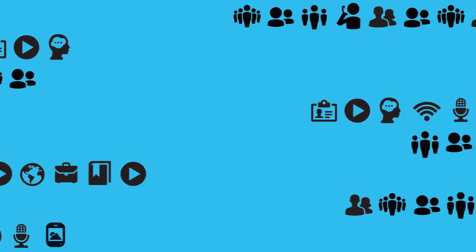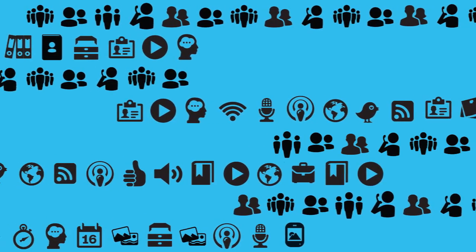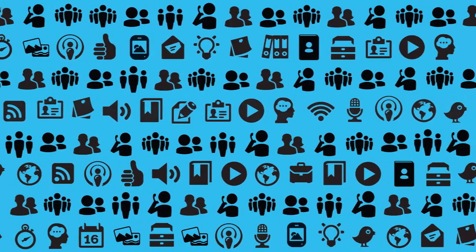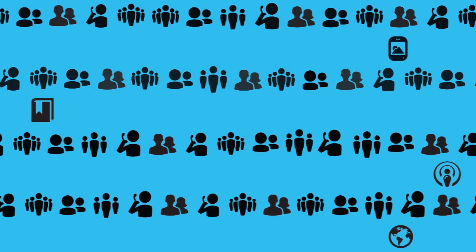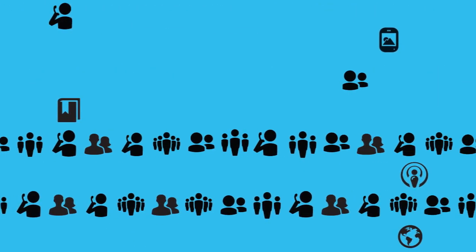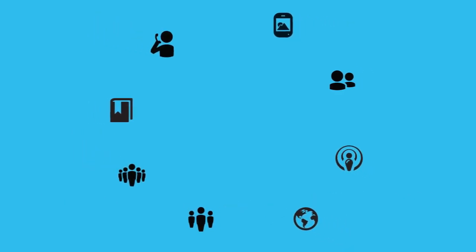The pressure is on to produce more content for more audiences in less time. Efficiently driving content to print, web, tablet, and mobile is the order of the day. To achieve that, your creative and production teams need to work together.